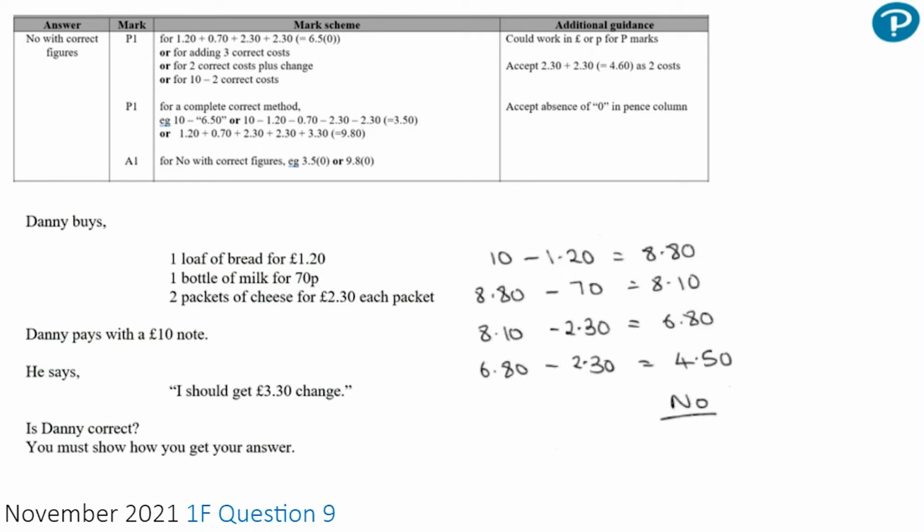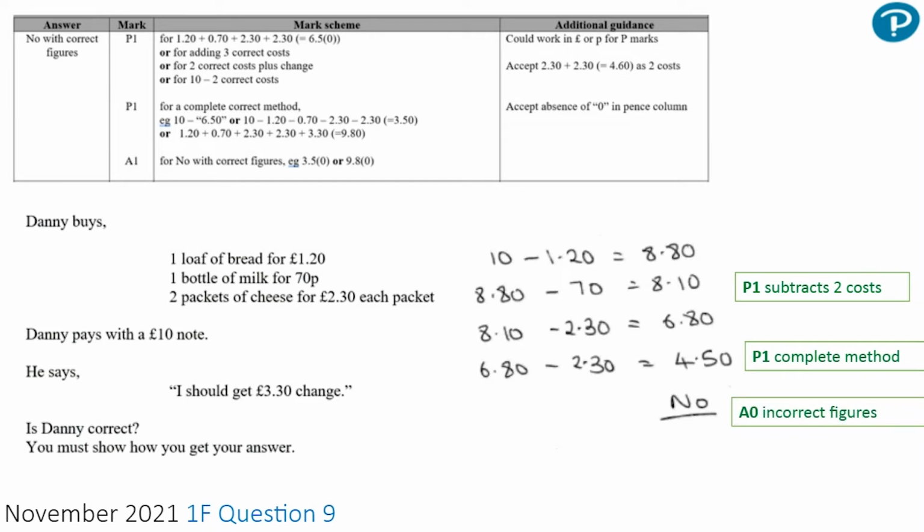Again, all of these, and I know that we may not get time to go through them, your PDF that was sent out or is in the resource thing has got all the solutions at the end. I just think it's interesting seeing people's responses as well. So it subtracts 2 costs, complete method, but got incorrect figures. But the no would have been sufficient.